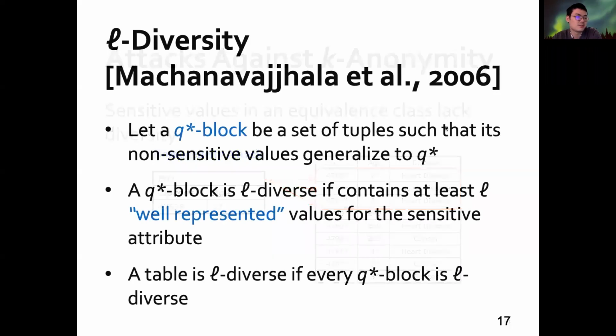Because let's say we have 10 different diseases in a Q block, you can only guess like 10% probability that I have that disease, okay? So that's another definition that is dedicated to sensitive attributes. But the Q block is defined on non-sensitive attributes, right? So on the quasi identifier, okay?